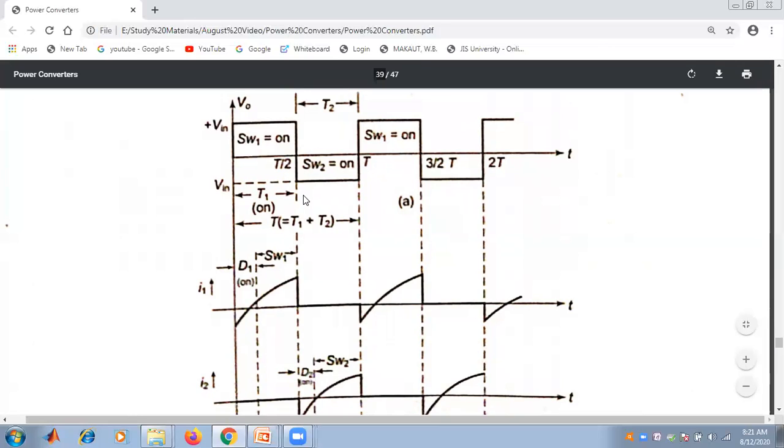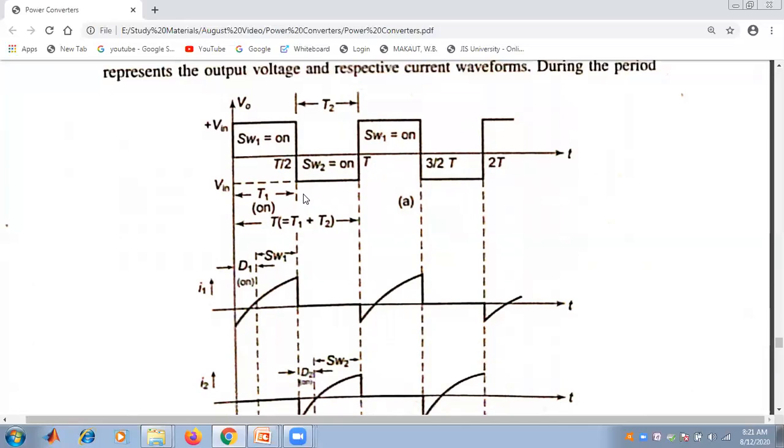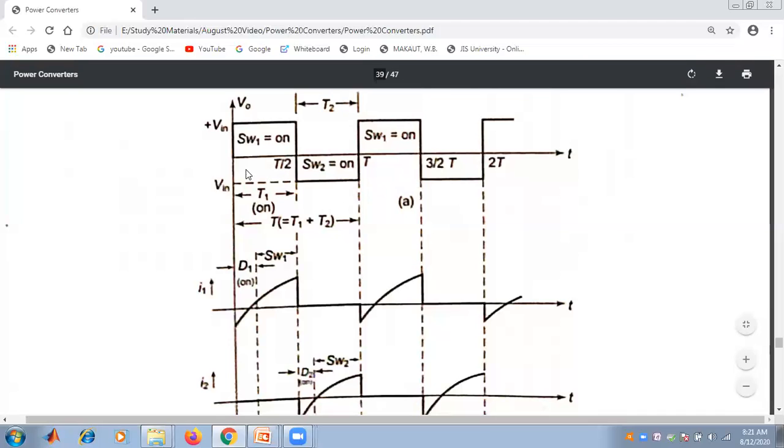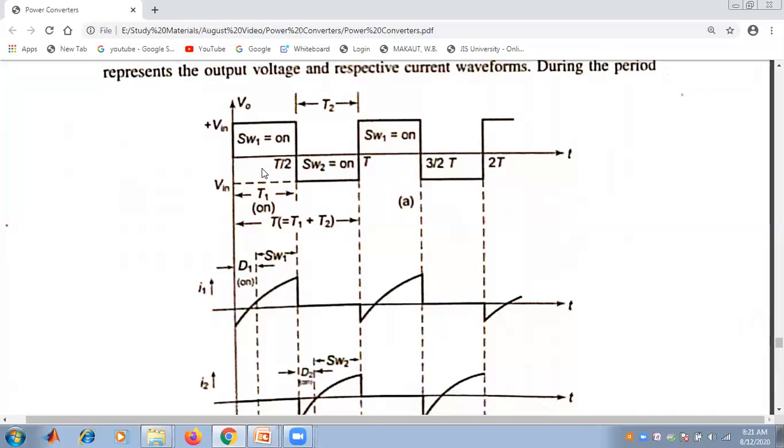Now for the time period T by 2 to T. There are two time periods. One is 0 to T by 2, that is called T1, and from T by 2 to T, that is T2. For the first time period, that is T1, switch 1 is on, and for the second time period, switch 2 is on. So when switch 1 is on, the output voltage is V in, and when switch 2 is on, the output voltage is minus V in. So this cycle will repeat.